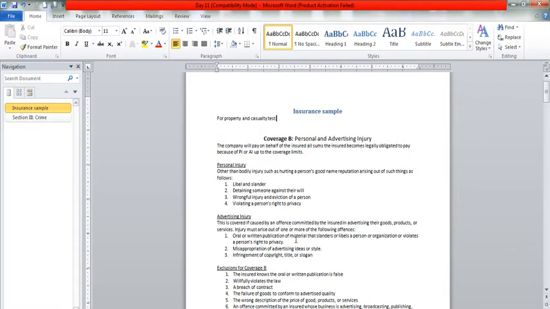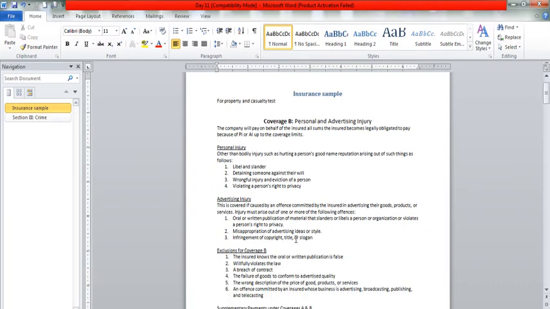Now, advertising injury is a little bit different. This is covered if caused by an offense committed by the insured in advertising their goods, products, or services. The injury must arise out of one or more of the following offenses: oral or written publication of material that slanders or libels a person, misappropriation of advertising ideas or style, infringement of copyright, titles, or slogans.